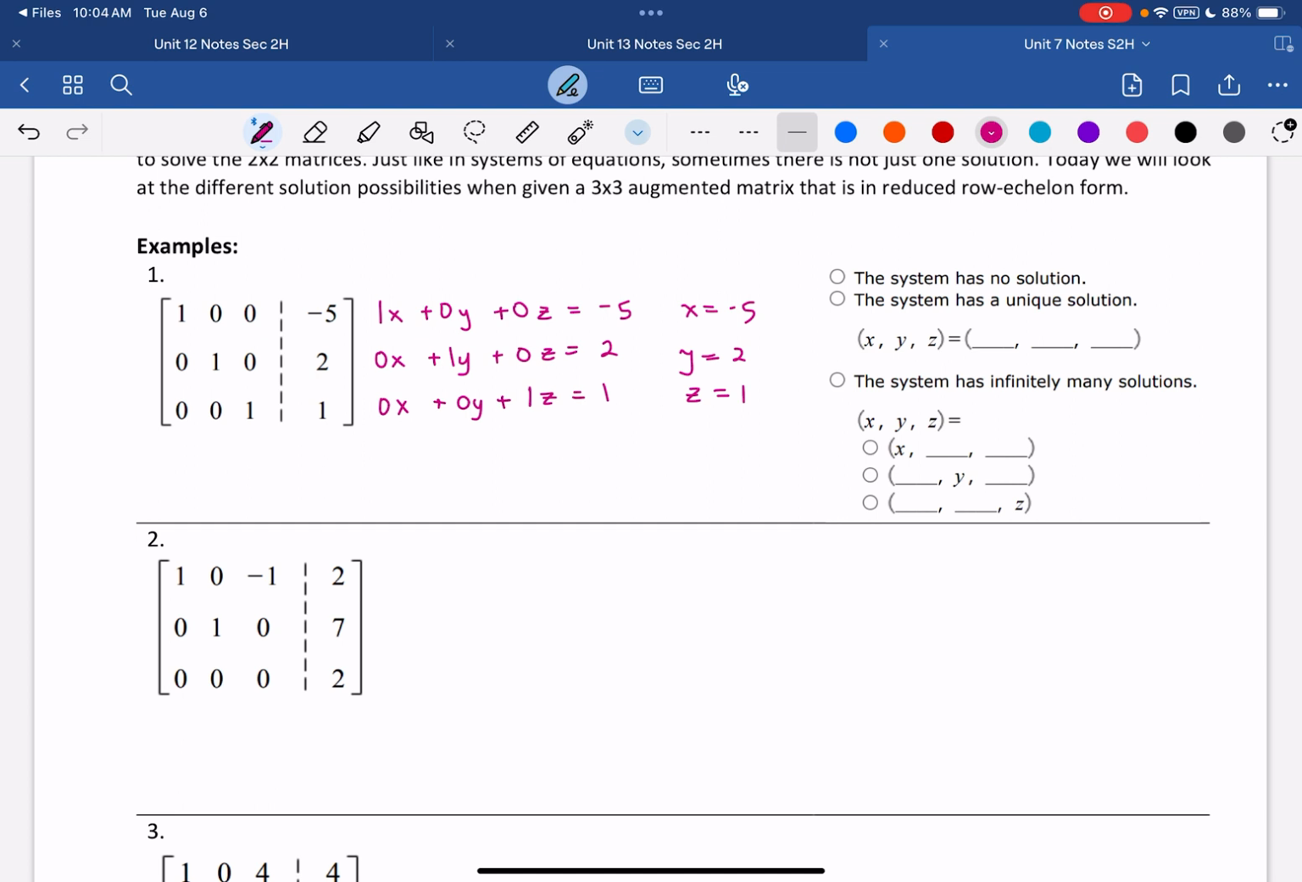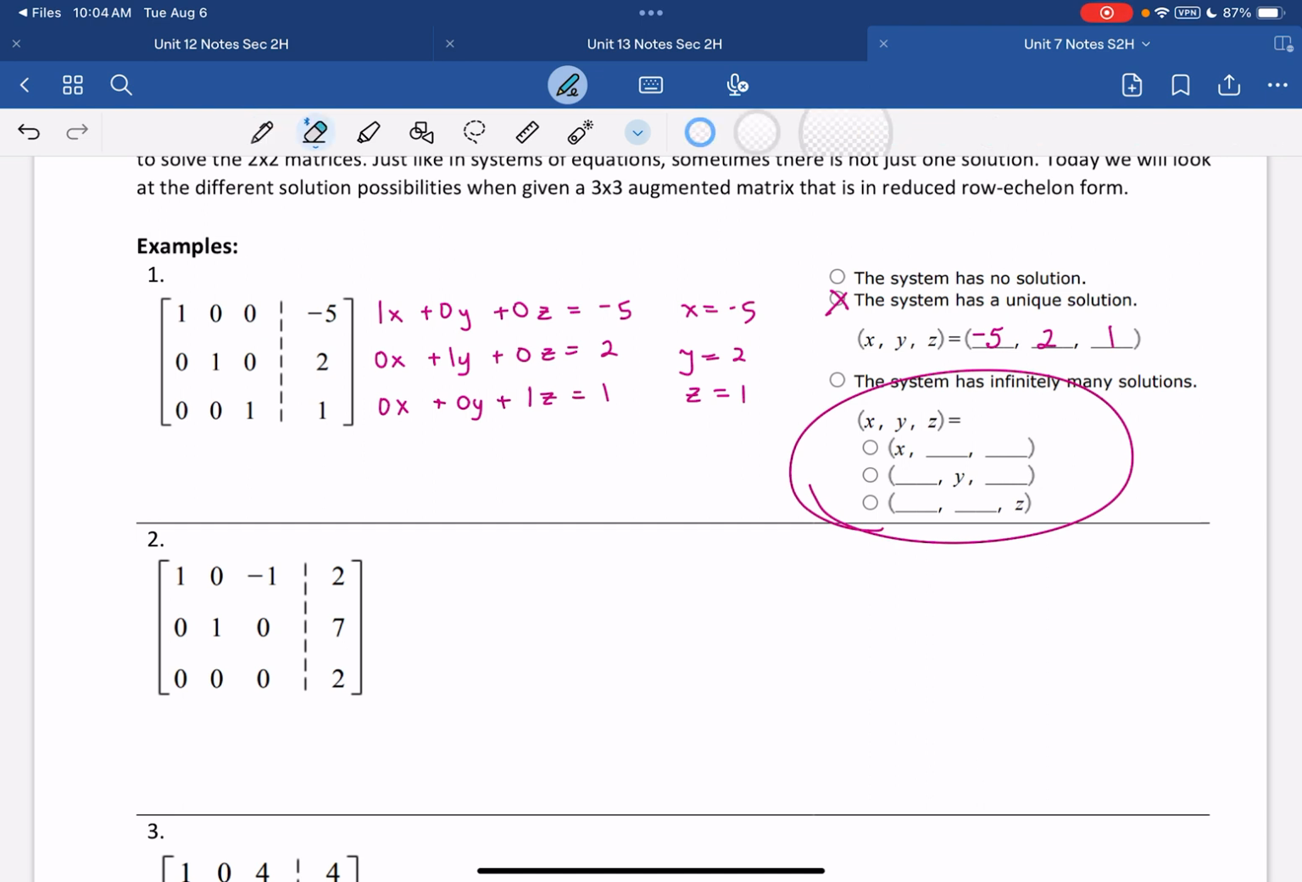So this system has one unique solution, and it's an ordered triple: x, y, z equaling -5, 2, and 1. Okay, so if it's no solution, it's just no solution. If it has one solution, it's just an ordered triple. But then look at all these possibilities if it has infinitely many. That's what we're going to look at as we move down in the examples.